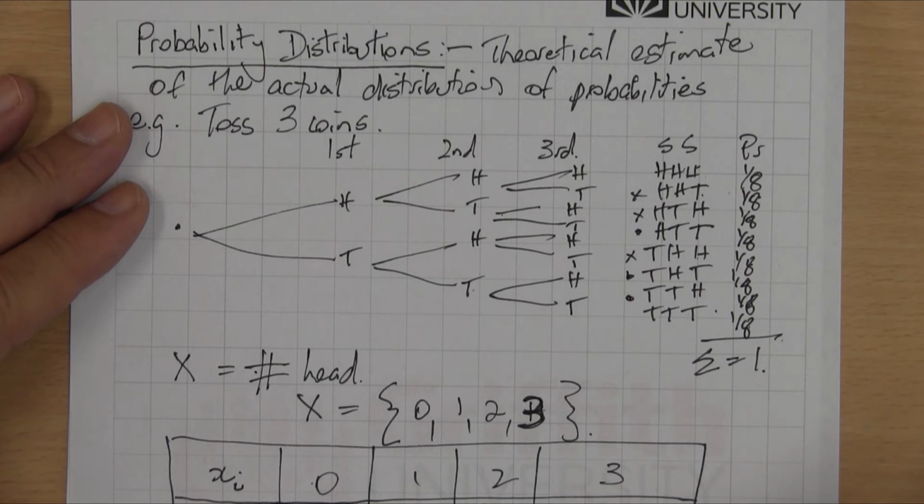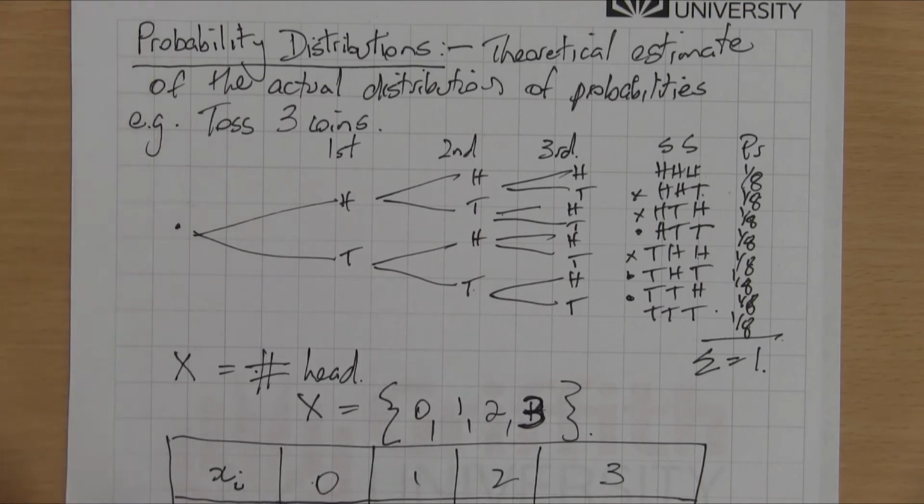Notice that when you add up those probabilities, 1/8 plus 3/8 plus 3/8 plus 1/8, 1 plus 3 is 4, plus 3 is 7, plus 1 is 8 on 8, which is equal to 1. It will always happen that it'll add up to 1.